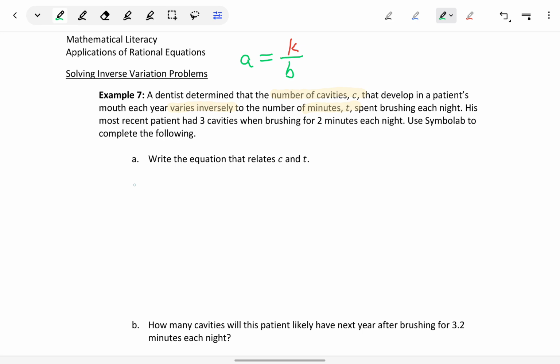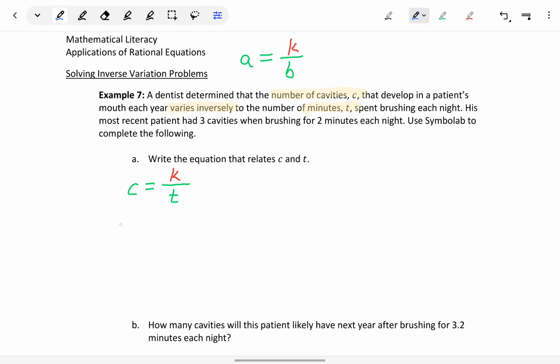So our first value would be c, the number of cavities. That's going to be equal to some unknown constant k. And since these values vary inversely, it will be divided by t, the number of minutes spent brushing. Now we do have a rational equation, and we'll go ahead and plug in the values that were given.